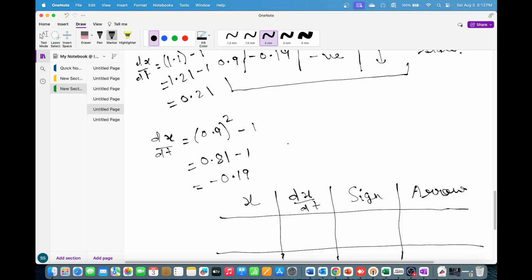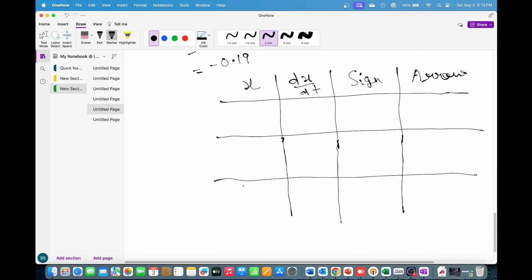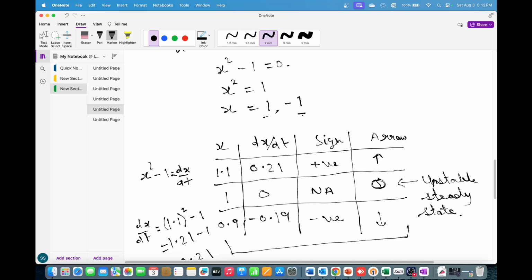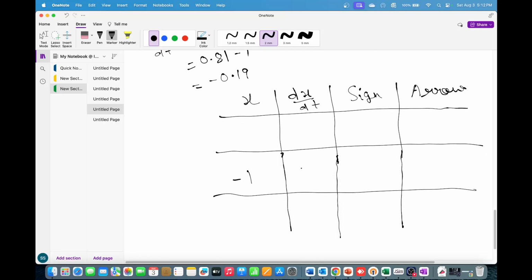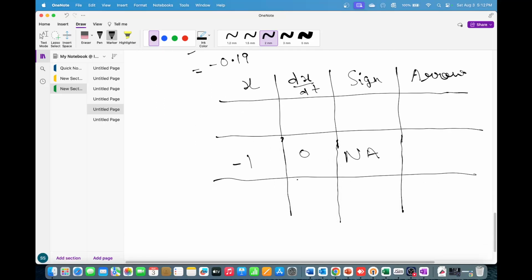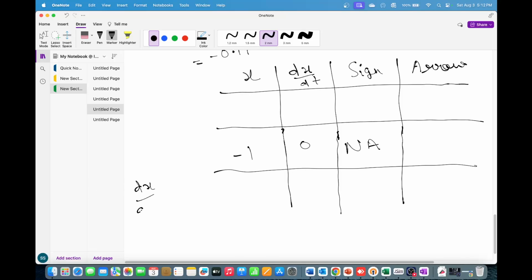Okay, so yeah, so this becomes an unstable. So let's take the other solution, which is -1. So again at -1, dx dt will be 0, sign will be NA. Okay, now let's write the equation again, dx dt equal to x square minus 1. Now we take a slightly higher value than -1. Let's take minus 0.9. That's a slightly higher value than -1, and let's take a slightly lower value than -1, which will be -1.1.